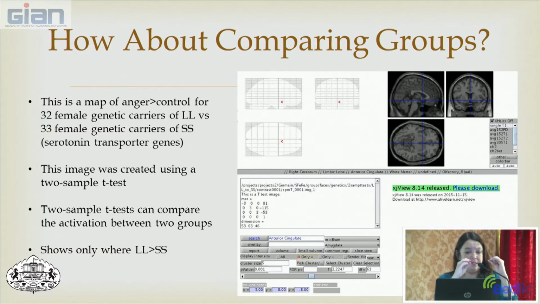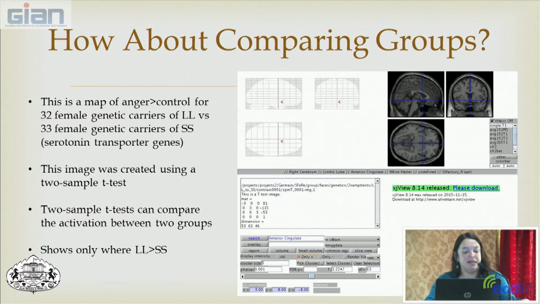I don't know if you guys have had genetic studies, but you get one allele from each parent, and these can combine based on what's dominant. In this case, SL is the dominant type, and so we're looking at people out of these 114 that only had LL or SS. And again, these are all female people. What we did is we compared LL to SS, looking at this anger greater than control contrast.